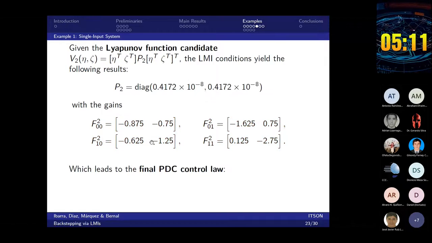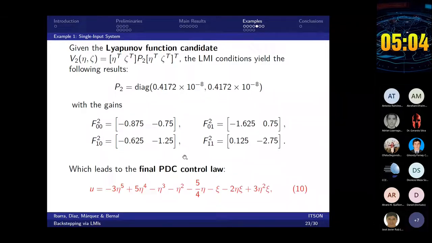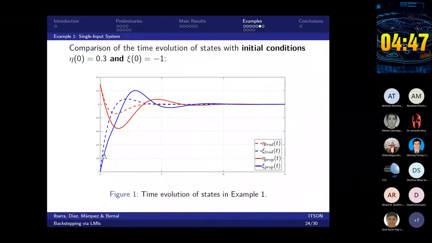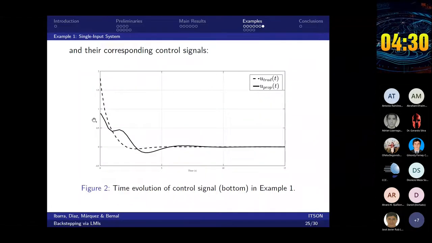With these gains and the ones found in the previous step, we can construct the final PDC control law. And once we develop the equation, finally, we get this control law shown here in equation 10. Now, some comparison between both of the techniques are shown here. The proposal is shown as solid lines, and the traditional one is shown as dashed lines. Note that the proposal takes a little longer than the traditional one, but if we see the control signals, we can see that the proposal takes way less effort to stabilize the system in comparison to the traditional one.